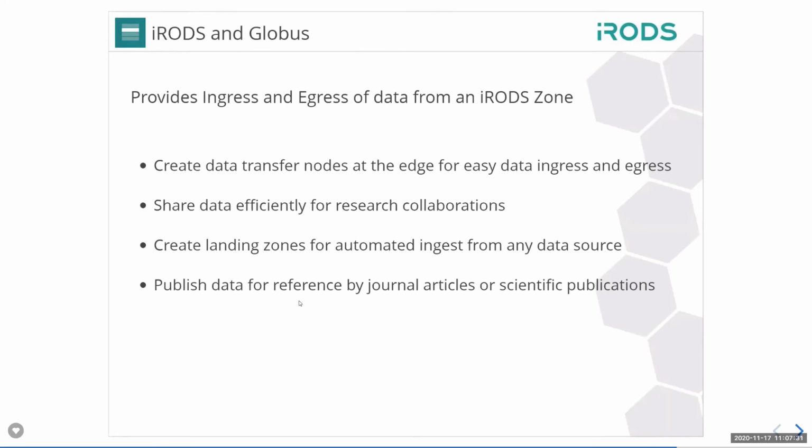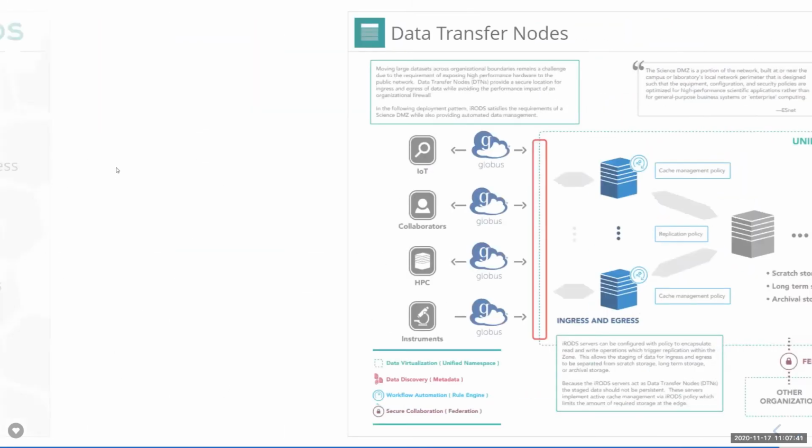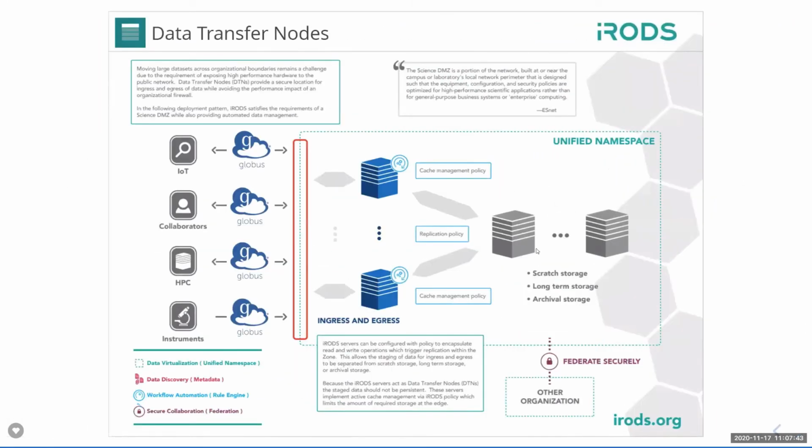So if we want to be able to share that data, and especially reference that data via persistent identifiers, for journal articles or other scientific publications. And to that point, we can see iRODS sitting in the middle here, managing all of the underlying storage within our virtual file system, or as we like to call it, a unified namespace, and then basically allow Globus to sit here at the edge for those data transfer nodes for data ingress and egress from IoT, as I said, collaborators, high performance computing, instruments, and so on. And so that is what is very exciting to us. Thank you, Vas.